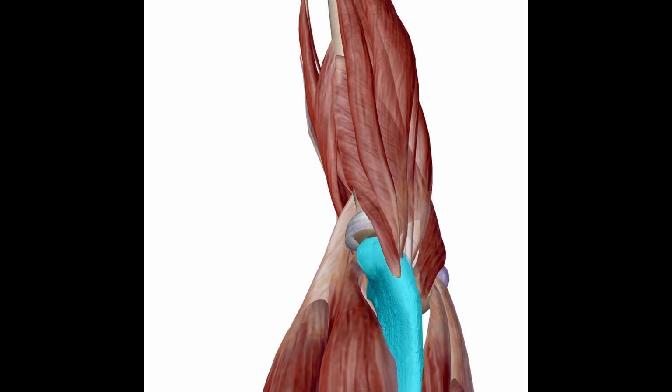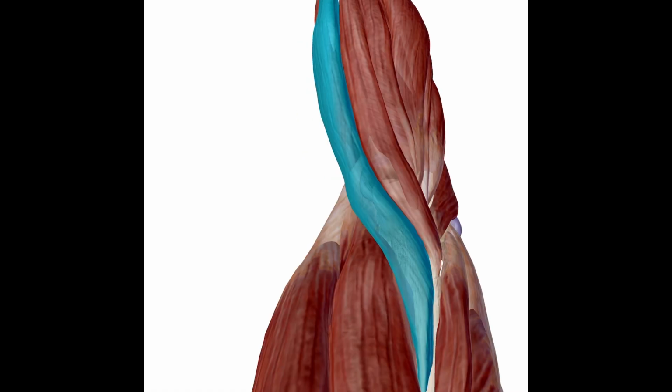Again, here's the humerus. Here's the lateral epicondyle of the humerus. And here, of course, is the Extensor Carpi Radialis Longus, just running over that lateral epicondyle of the humerus. And then the Brachioradialis.